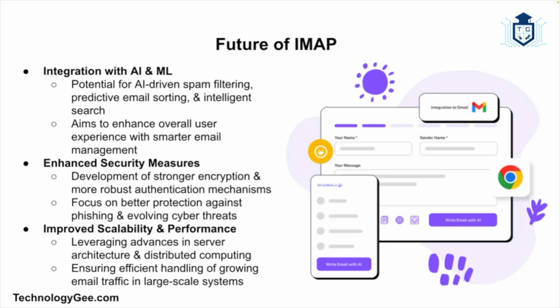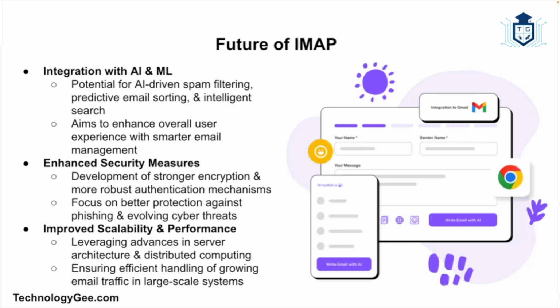Then there's enhanced security measures. As cyber threats evolve, so too must the security features of email protocols. Future iterations of IMAP may include stronger encryption methods, more robust authentication mechanisms, and better protections against phishing or other malicious activities.